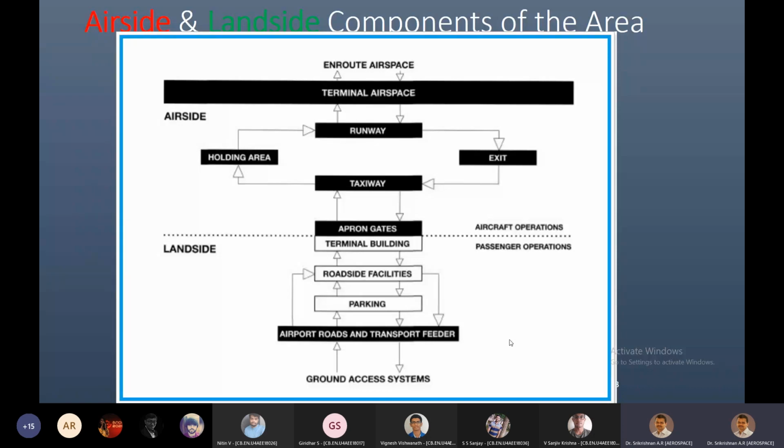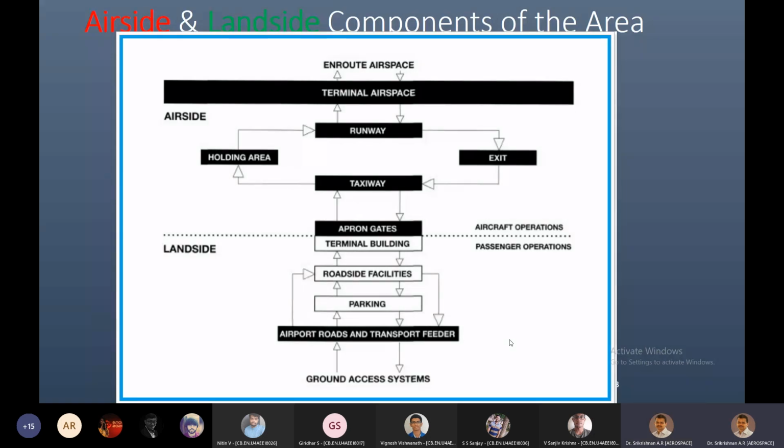Now, what next? After the terminal building, whatever remains is referred to as the air side components, the components which are facing taking off and landing. So land side components are whatever comes from the ground access system up to and including the terminal building, and whatever comes after that is conventionally defined as air side components.